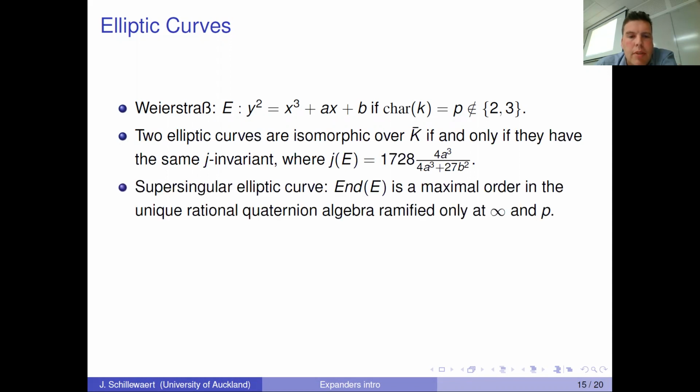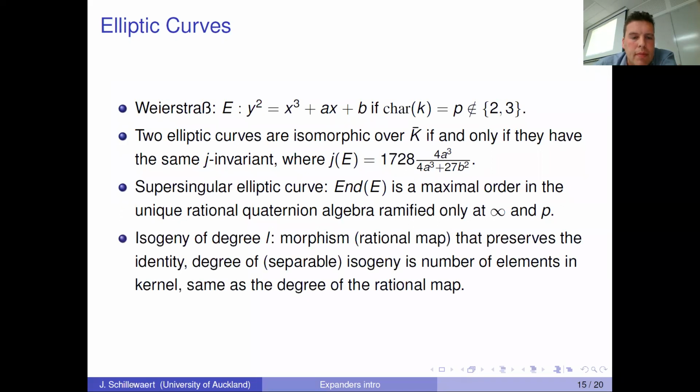And a supersingular elliptic curve, as Bo told us, is one such that the endomorphism ring is a maximal order in the unique rational quaternion algebra which ramifies only at infinity and p. And so what we're going to do is set up a graph based on these supersingular curves. An isogeny of degree l is a rational map which preserves the identity. And the degree is the number of elements in the kernel, which is the same as the degree of the rational map. I'm doing all of this quickly because Bo spent lots of time on this in the previous talk.